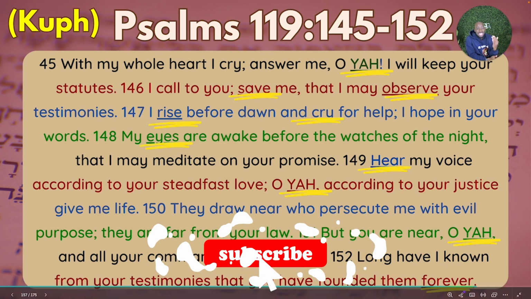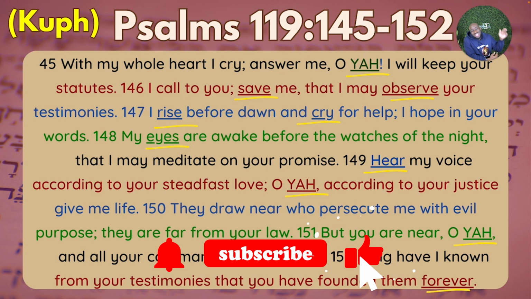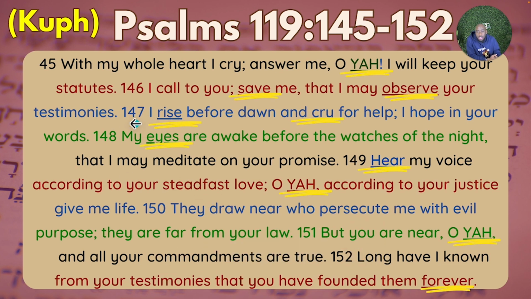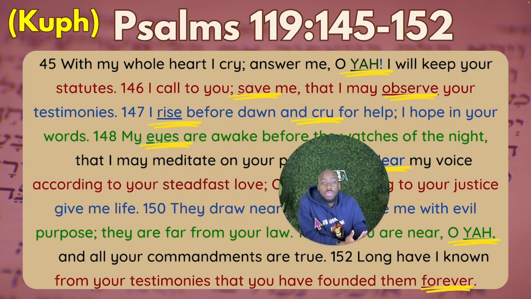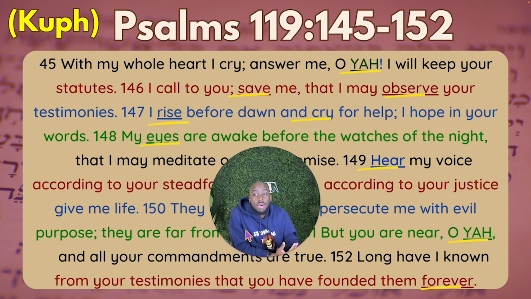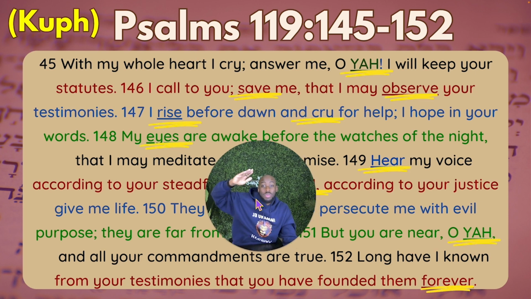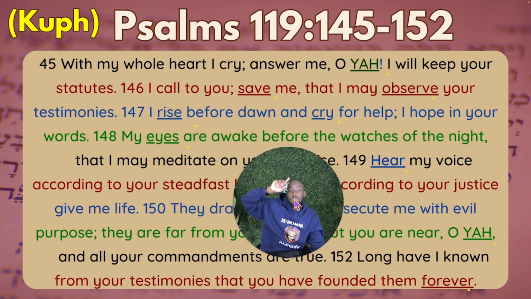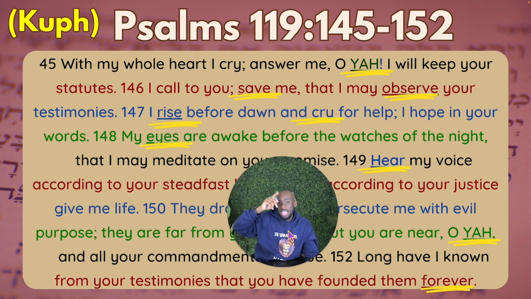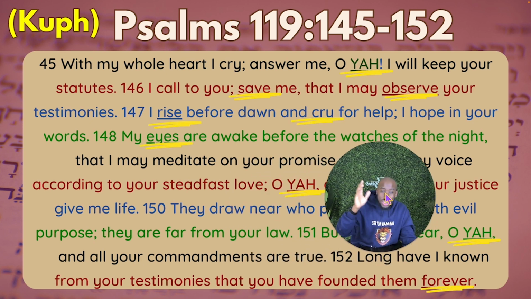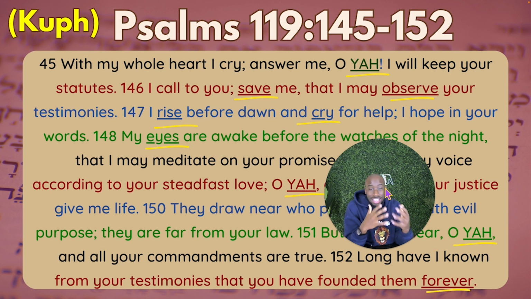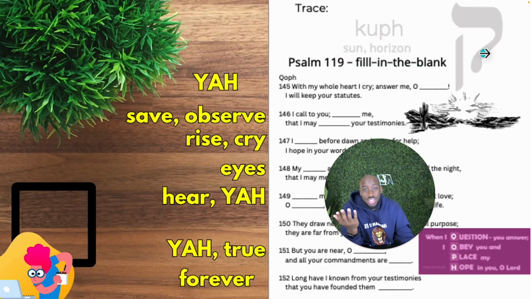Remember, we were talking about this letter. Qoph has the symbol of the sun behind the horizon. And sure enough, verses 147 and 148 kind of mention that, right? It says, I rise before the dawn and cry for help. I hope in your word. So rising before the dawn, that's that sunrise, right? My eyes are awake before the watches of the night, that I may meditate on your promise. But 147 kind of gives a hint and kind of a play on words, talking about the symbol of this letter, which I think is super, super cool.